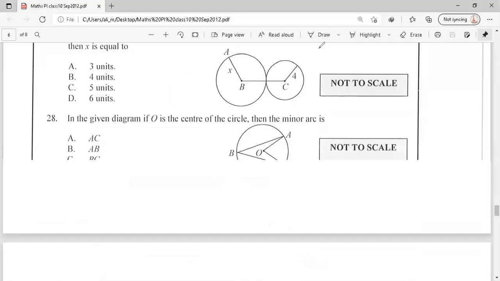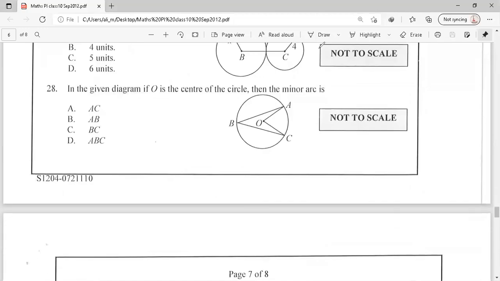Quickly, let's move to our next question, that is 28. In the given circle, we have a center O. We have to identify the minor arc. The minor arc is the one whose central angle is less than 180 degrees. So the arc AC is the minor arc in this diagram. Option A is the right answer.